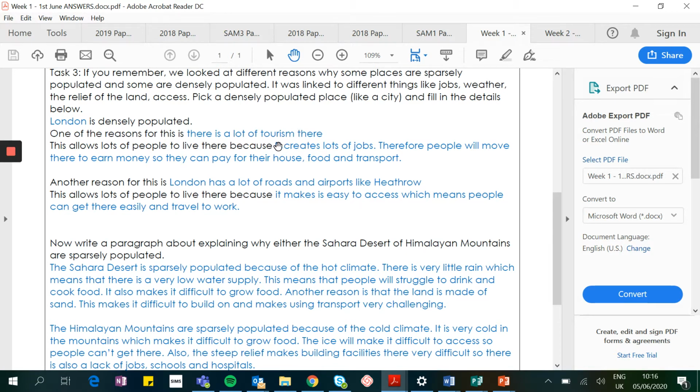So I've then gone on to say that this allows lots of people to live there because it creates lots of jobs. Therefore, people will move there to earn money and pay for their house, food and transport. I've given another reason there, and I've talked about roads and airports. And I've said that this allows lots of people to live there because it makes it easy to access, which means people can get there easily and travel to work.